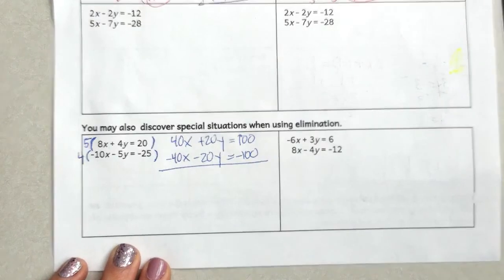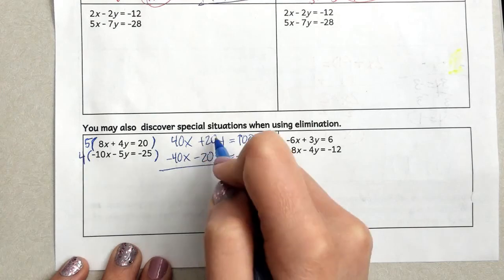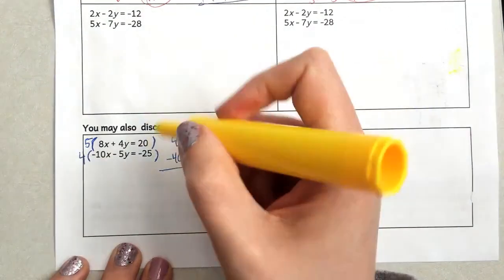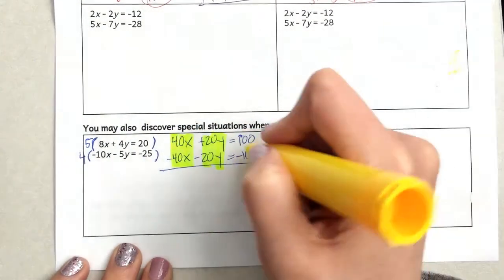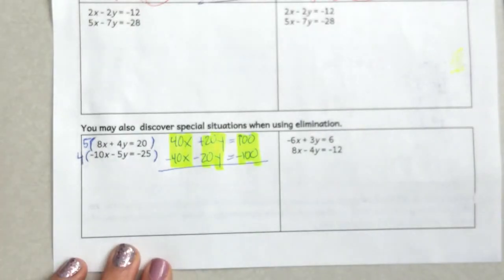Hopefully you are already noticing something here. 40x minus 40x is 0. 20y minus 20y is 0. 100 minus 100 is 0. So technically they are all canceling out.